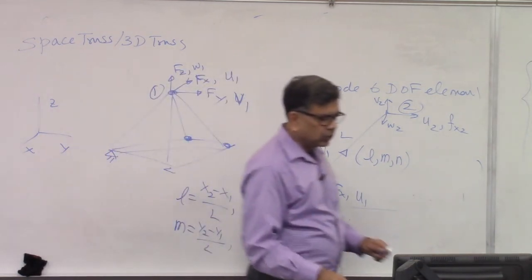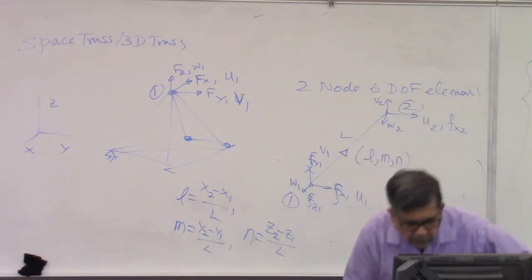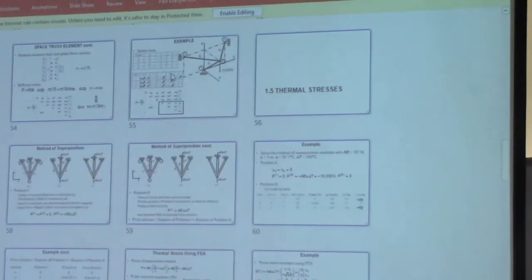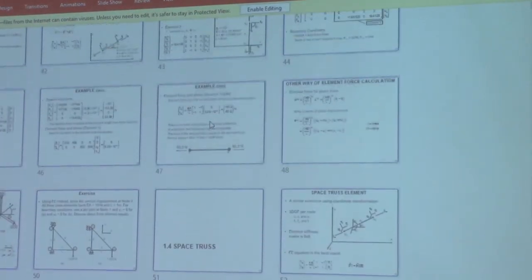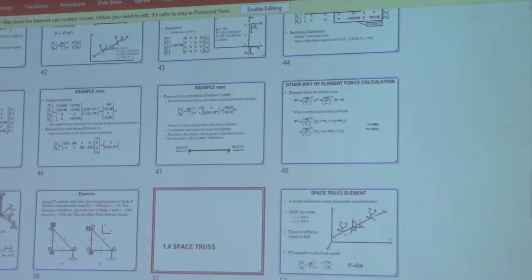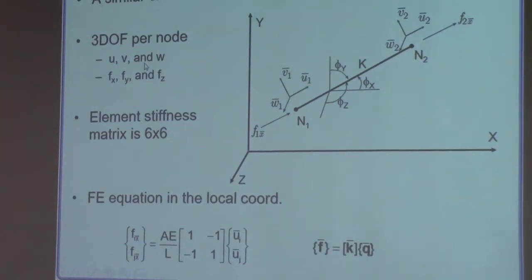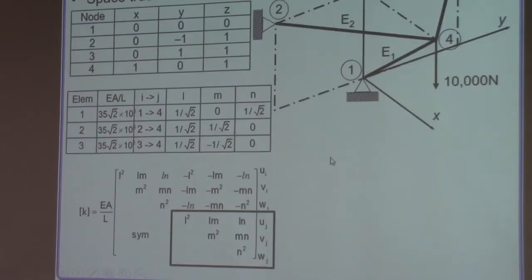Once you find the direction cosines, the element stiffness matrix, I'm not going to derive, I will show how it looks. Okay, so 3 degrees of freedom per node, U, V, W, there are 3 forces, Fx, Fy, Fz, and element stiffness matrix will be 6 by 6, there are 6 forces and 6 degrees of freedom for each element. And then, don't worry about the derivation. This is the element stiffness matrix.